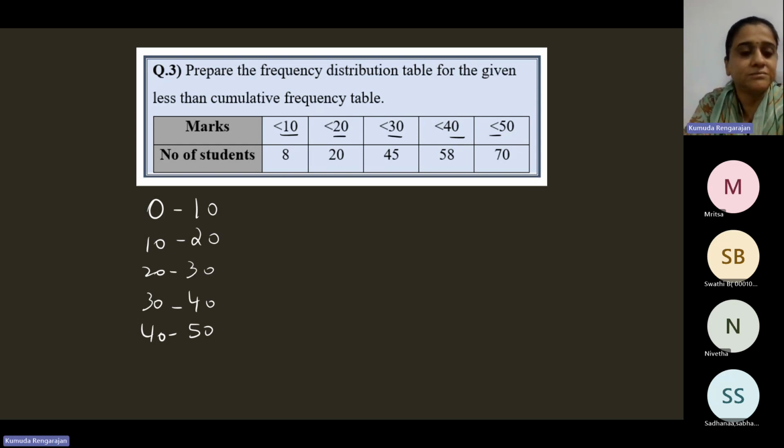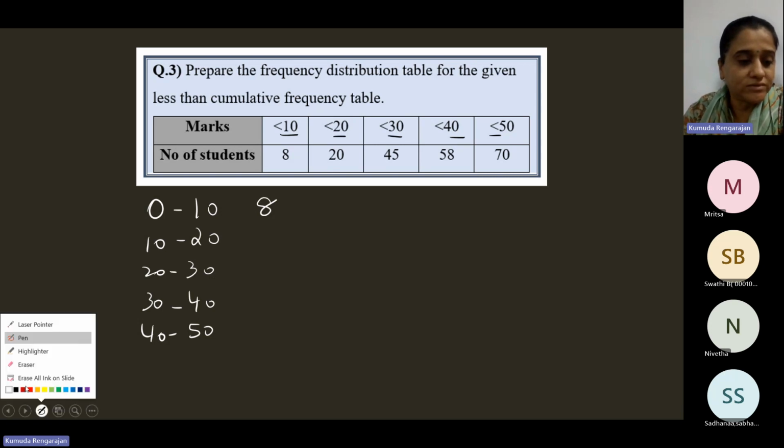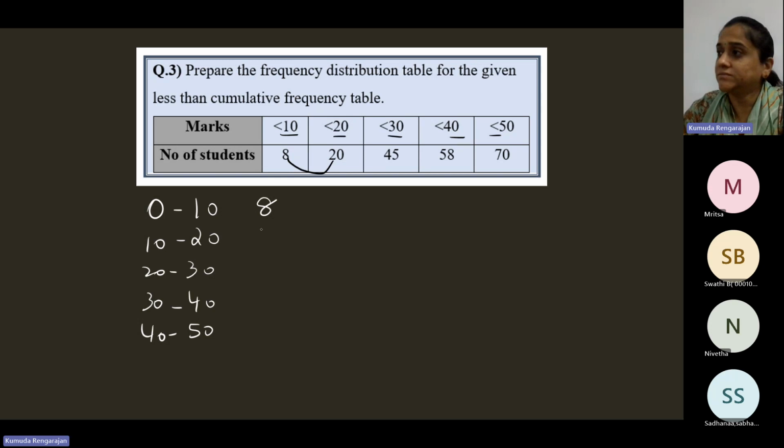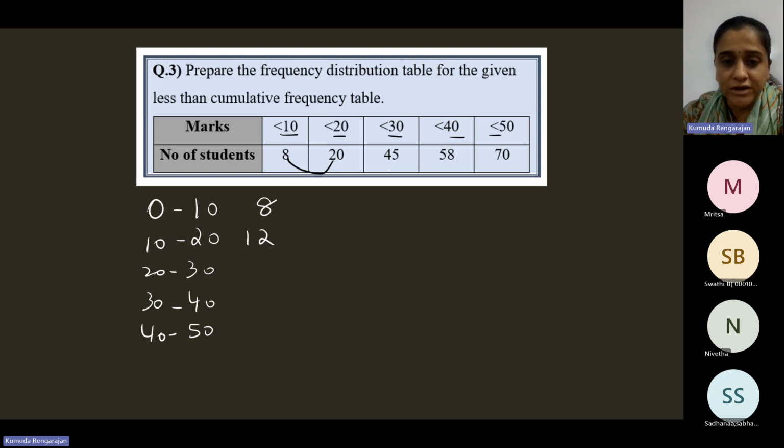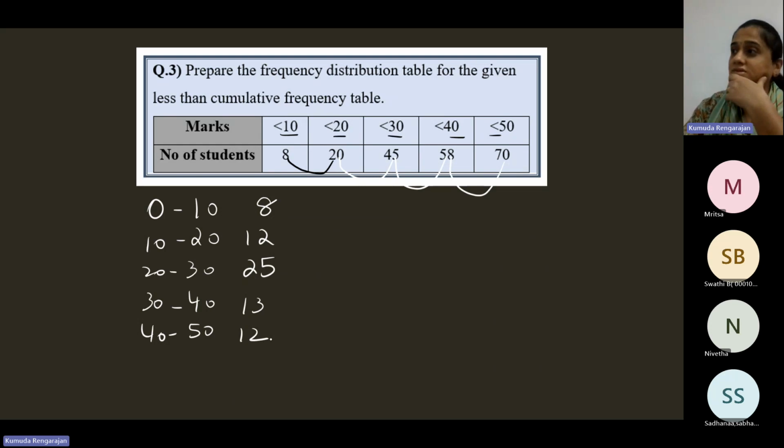Okay. Now, when it's a less than table, write the first frequency as it is, 8. Then keep subtracting to get the frequencies. What is 20 minus 8? 12. Then what is 45 minus 20? 25. What is 58 minus 45? 13. And what is 70 minus 58? 12. These are the frequencies.